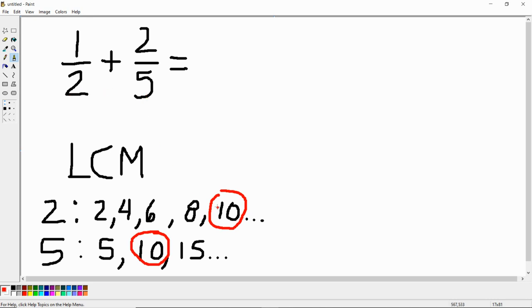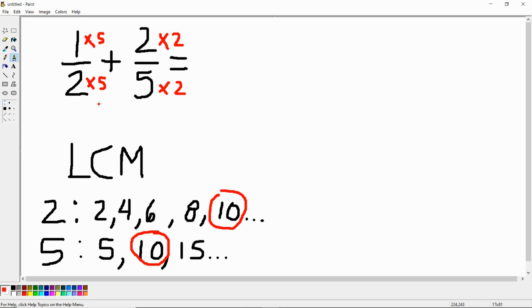So now what do we do with that 10? Well, let's make both bottom numbers 10. How do you make a 2 a 10? You multiply it by 5. How do you make a 5 a 10? You multiply it by 2. Now, with fractions, what you do to the bottom number, you must do to the top. So if I multiply this number by 5, I need to multiply this number by 5. If I multiply this number by 2, I have to multiply this number by 2.